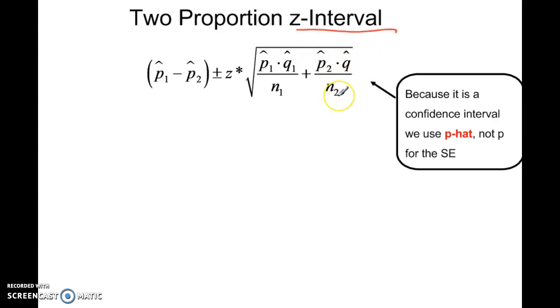Well, p hat, actually both p hats are in the middle of our interval. The middle of our interval is p hat 1 minus p hat 2. Right, so that's the point estimator plus our z critical value times the standard deviation. All of this is our standard deviation. And again, we're using p hat and q hat because it's an interval. If it was a test, we'd use p and q there.